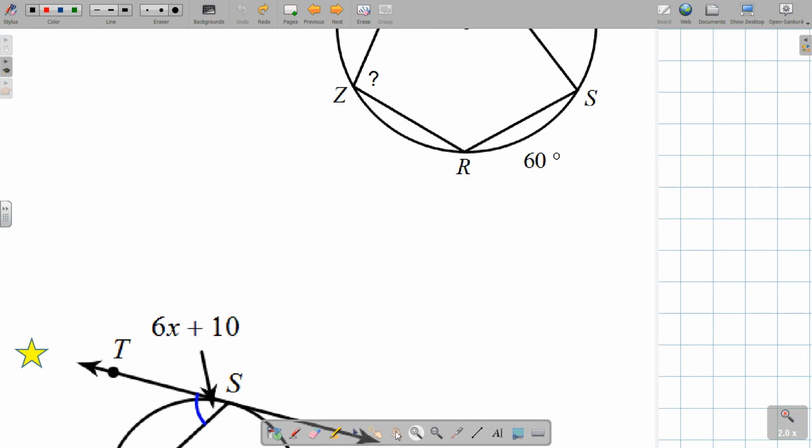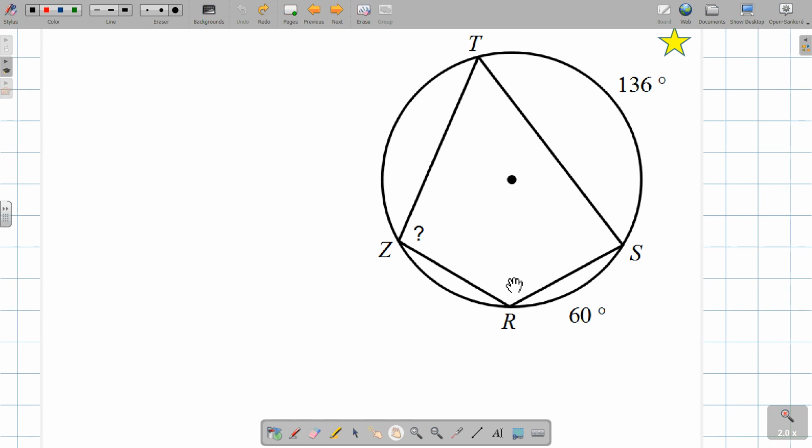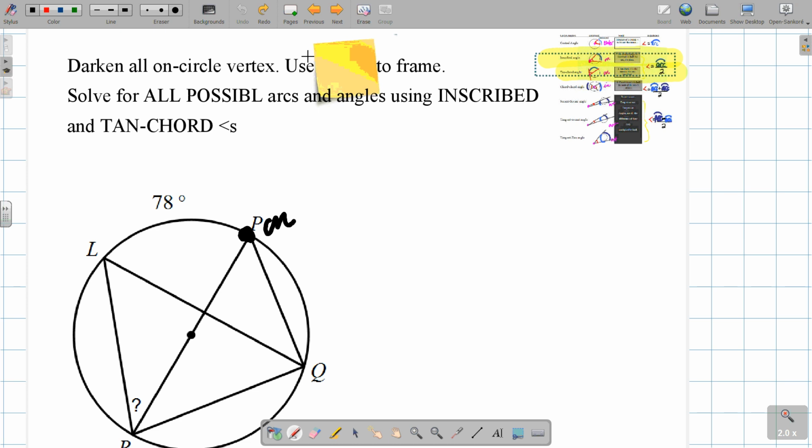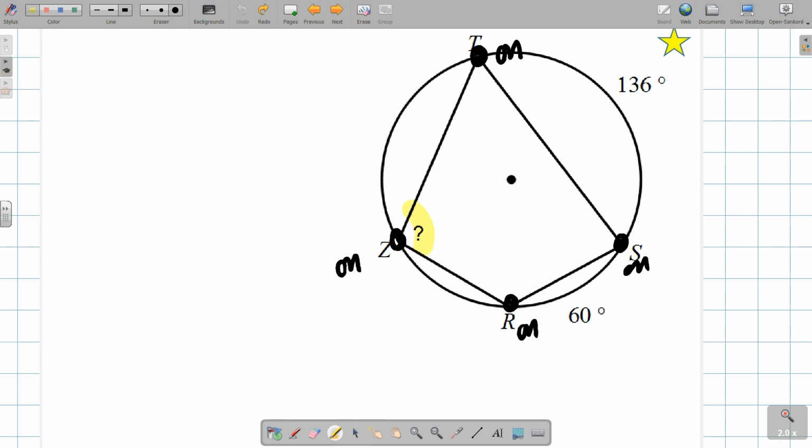This is the first one we're going to do an example with. Step 1, I'd like you to darken all the ons. You want to go through and don't just find all what you're being asked. So in this diagram, do not just find that angle. You want to find all possible arcs and angles. So start by sweeping here what you have.